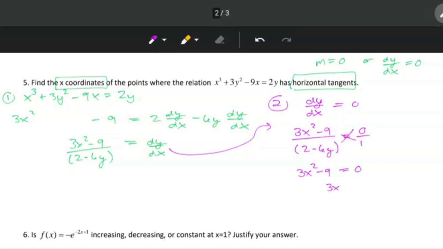And if we solve this, 3x squared equals 9. Divide both sides by 3. You get x squared equals 3. And if you take the square root of both sides, you get x equals plus or minus root 3. All right, and I think that is your answer. They just asked for the x coordinates of the points where they have horizontal tangents. You do not need the y's. If you did need the y's, you'd have to plug the x's back into the original and solve for the y's, but you don't need them in this case, so don't do more work than you need to.